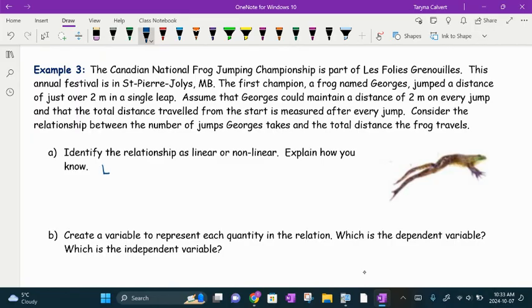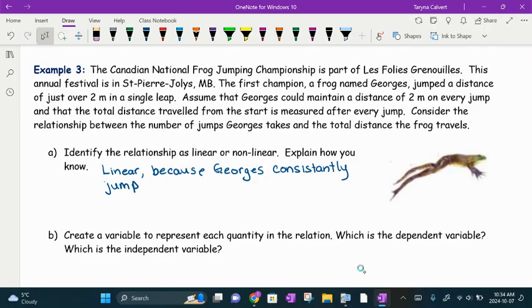Right, so it's definitely linear because he consistently jumps 2 meters. In your own words, it doesn't have to be exactly like mine.